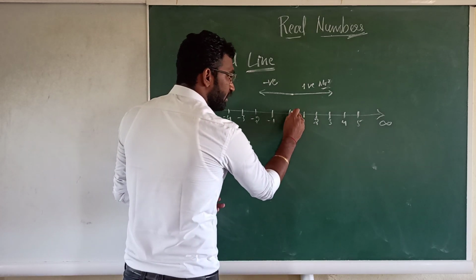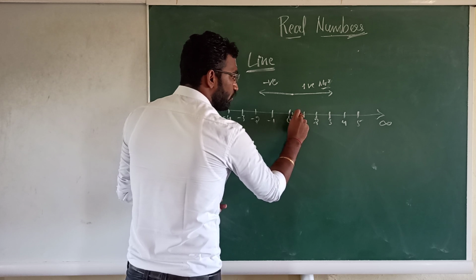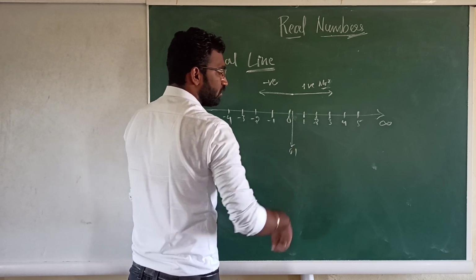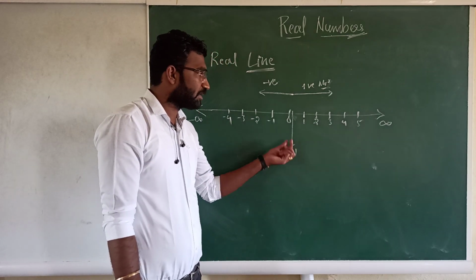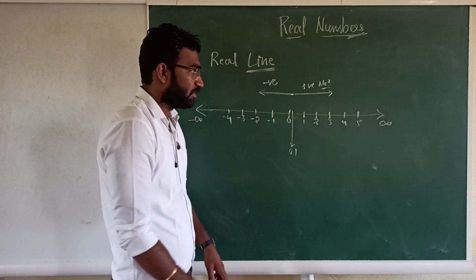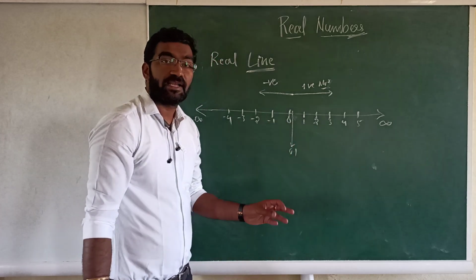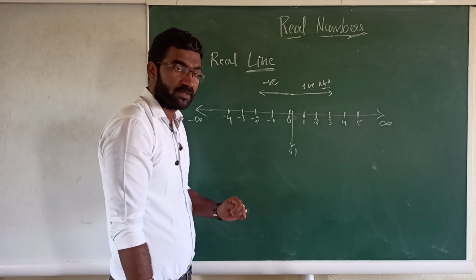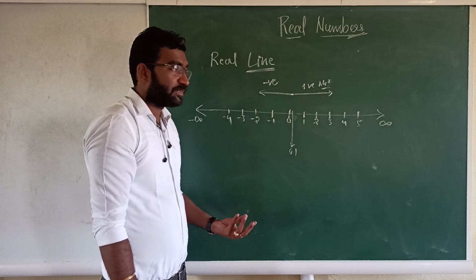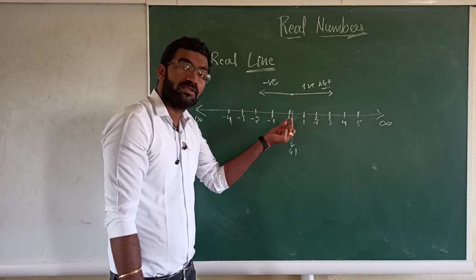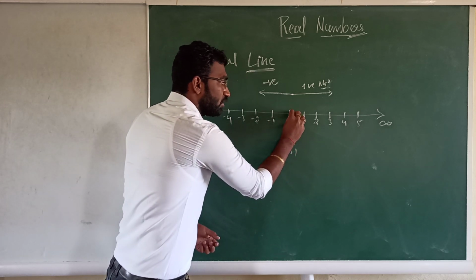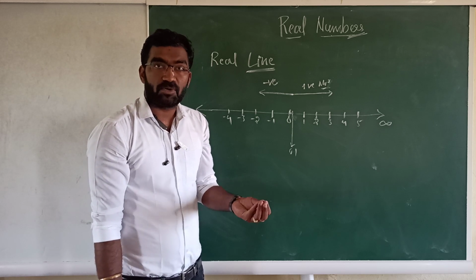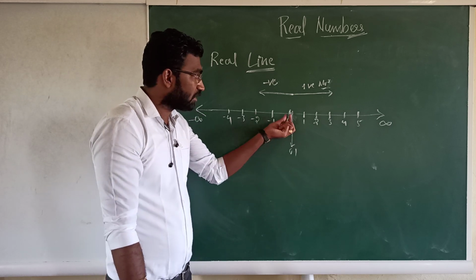For example, after 0 I'll consider 0.1. Now my question is, is there any number present between 0 and 0.1? Yes. There are infinite, or you can call it uncountable, numbers present between 0 and 0.1. Which numbers are those? If you ask me, I will tell you. After 0 there is also 0.01. Now you ask whether there are numbers between 0 and 0.01. Yes, there are infinite numbers.